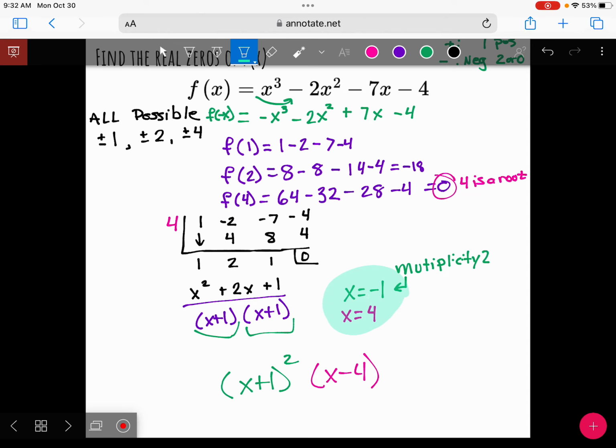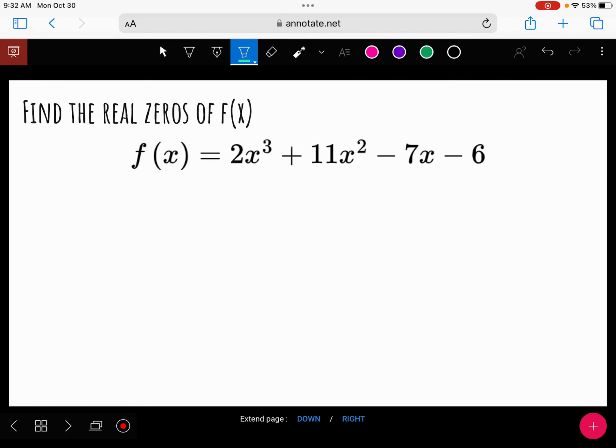All right, let's do one more of these. It's of a similar length, so it's not the giant list today. All right, so we're going to do this one. It's a slightly longer list than the last one, but other than that, it's almost the same. 2x cubed plus 11x squared minus 7x minus 6.